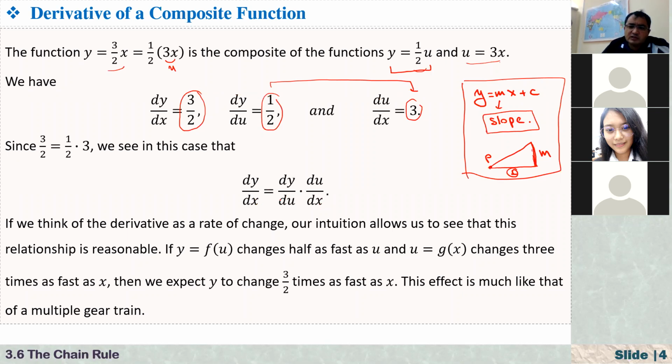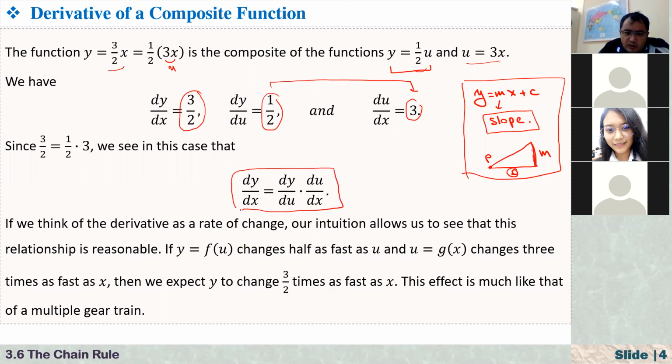Actually, we're just observing here. So now if we think of the derivative as a rate of change, our intuition allows us to see that this relationship is reasonable. But still, we didn't prove that. Okay, now we're going to show that in general, it is true.